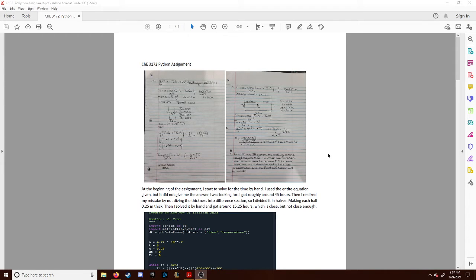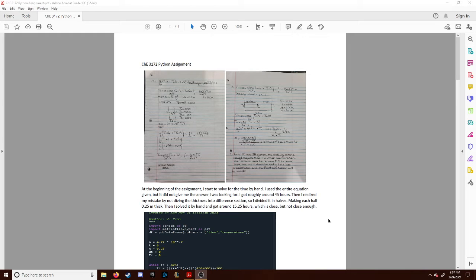This is the presentation for my Python assignment. So I started looking at the problem, and this is on the left hand side. It's my early work. As you can see, I tried to solve it as one single tile block with a distance of 0.5 meters, and I didn't divide it up into smaller sections.